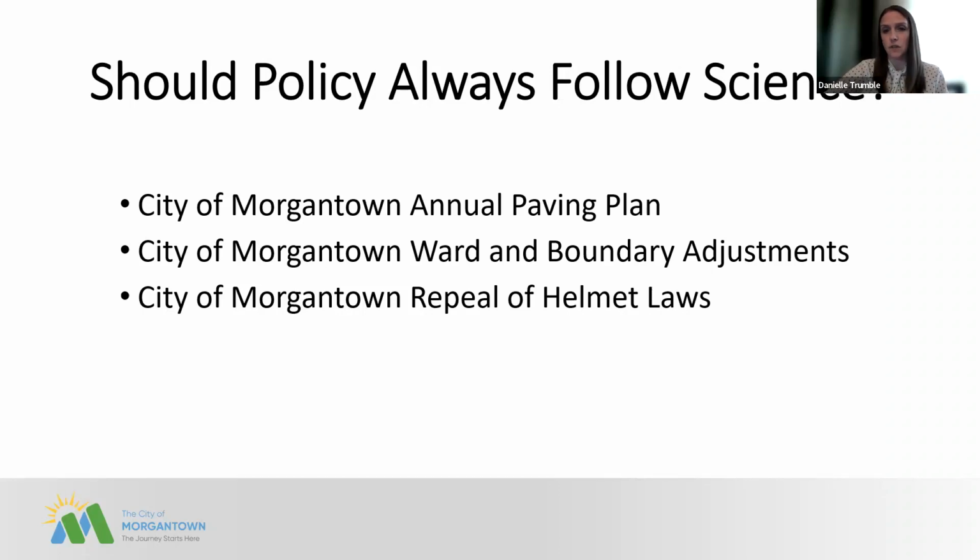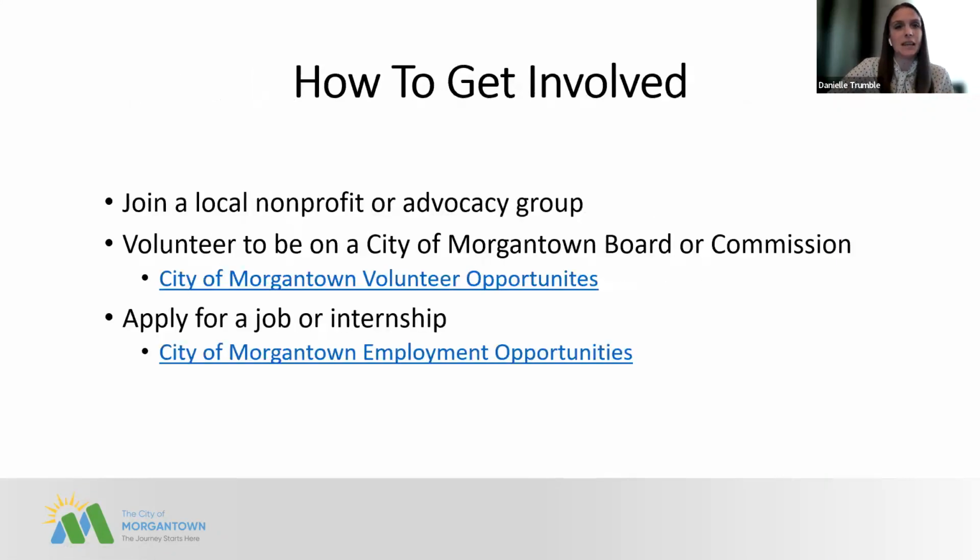So those are just a few examples of how science affects our policy in a positive way, and how science sometimes doesn't necessarily lead us in the direction of following the science, I should say, sorry.